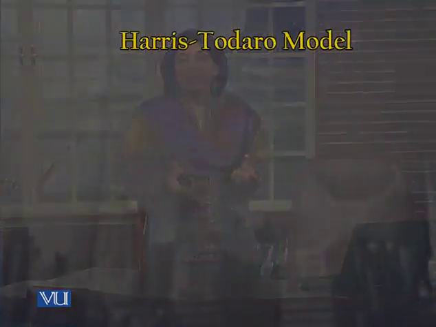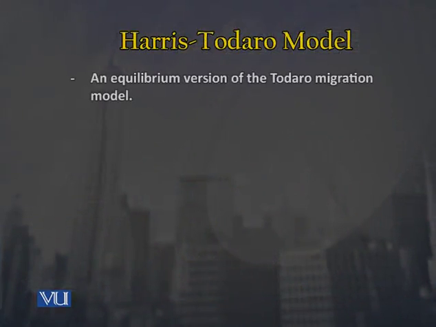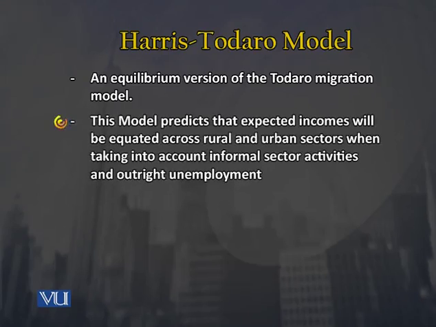The next thing I'm going to discuss with you in detail is the second model, called the Harris-Todaro model, and this is an equilibrium version of the Todaro migration model, which I've just briefly explained. This is the model that predicts that expected income will be equated across rural and urban sectors, when taking into account the informal sector activities and outright unemployment.